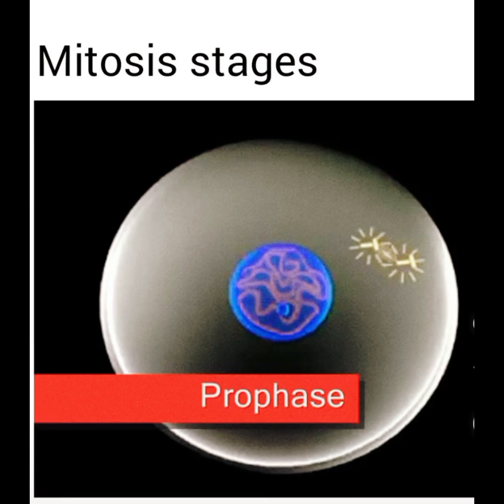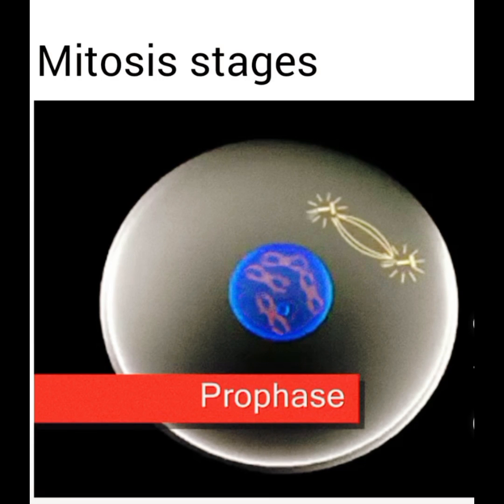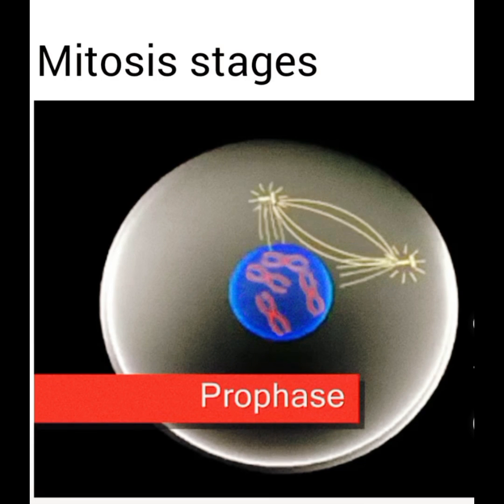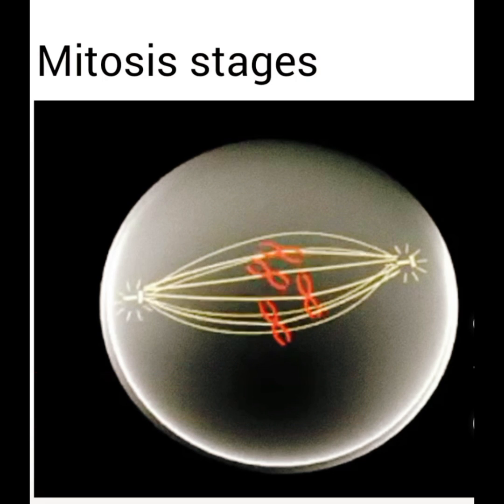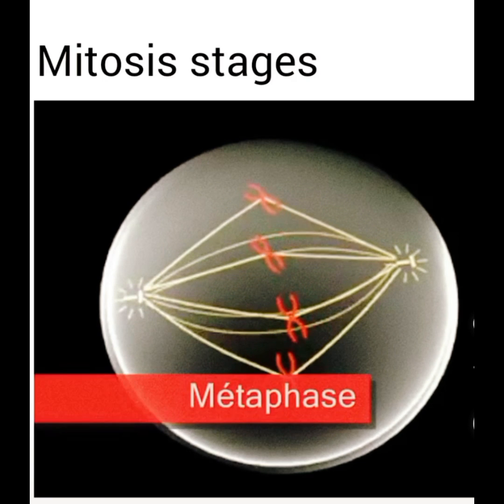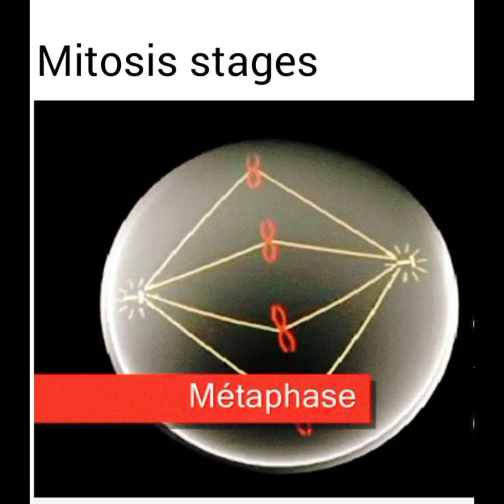Yes, mitosis stage number 1 is prophase, in which chromatin material condenses into the special structure that is chromosome. Here you see the centriole moving towards the opposite pole and forming the mitotic apparatus, and the nuclear envelope disappears.